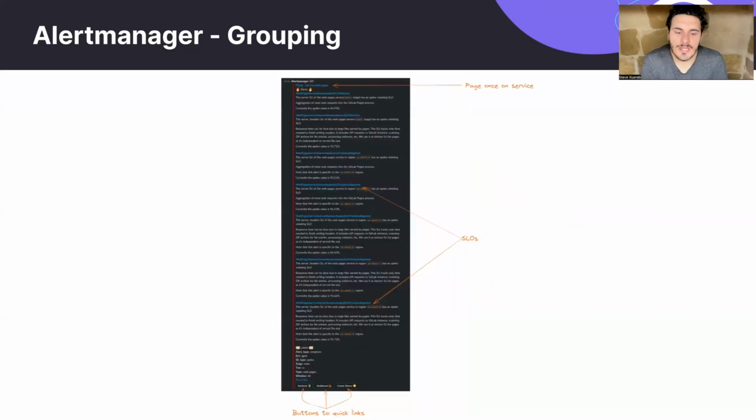So we changed this a little bit to be page once on a service, so a service pages rather than an alert pages. And then you get a list of all the alerts that are firing for that service. And this kind of cleaned up a lot of our alerts. So the service degradation, instead of getting 10 alerts in 10 minutes, you get 1 alert, and then just a list of them.